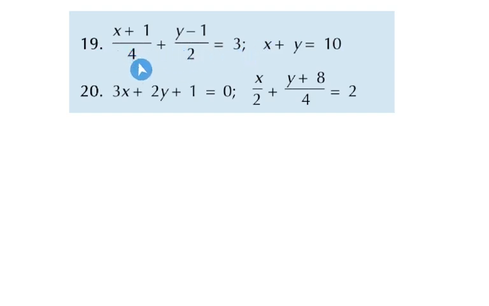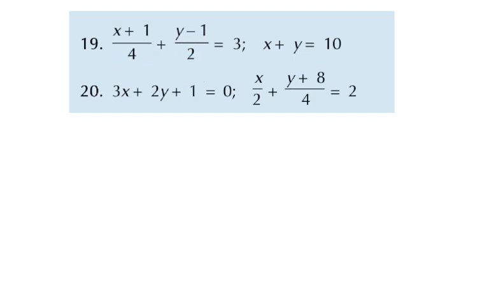Now the best way to do it is to multiply both sides of the equation, so this side and this side, by the lowest common multiple of the fractions. So we look at a 4 here and a 2 here. The lowest common multiple is 4. So we're going to multiply both sides by 4.